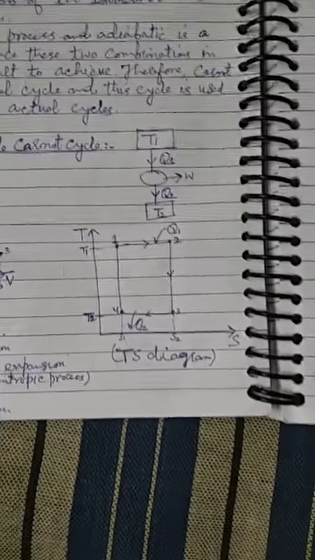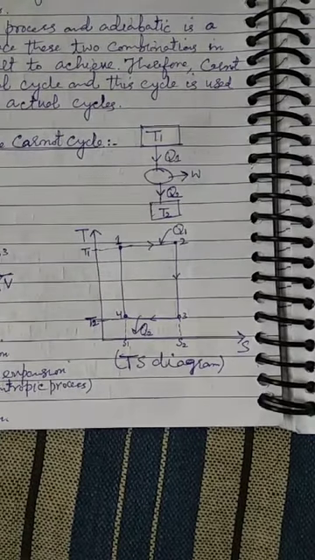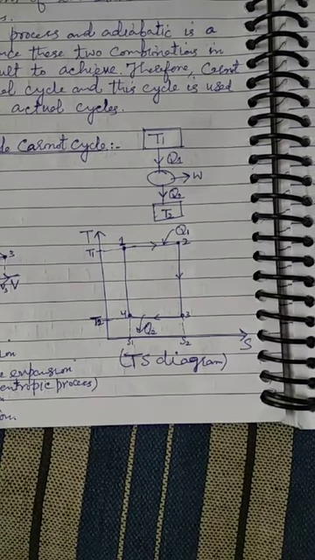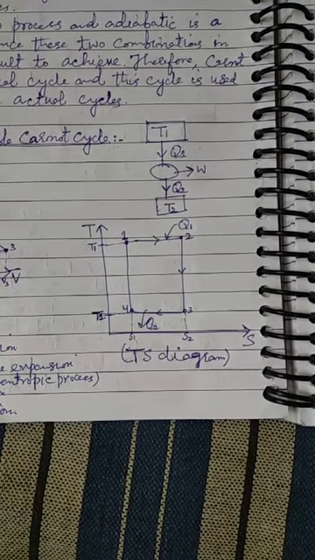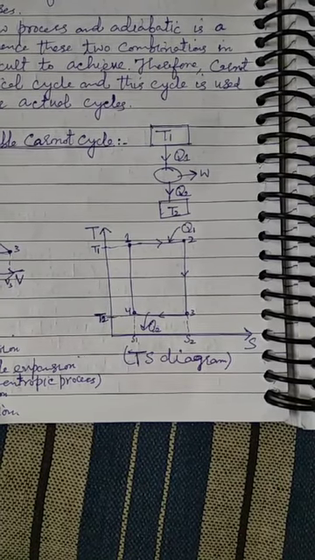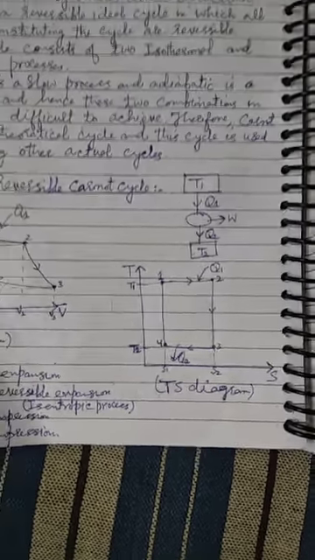Also, from the TS diagram, you can see that heat is input in two processes, that is, the isothermal processes. In isothermal expansion, heat is added, and during isothermal compression, heat is rejected. Based on these two processes, we have to calculate its thermal efficiency.